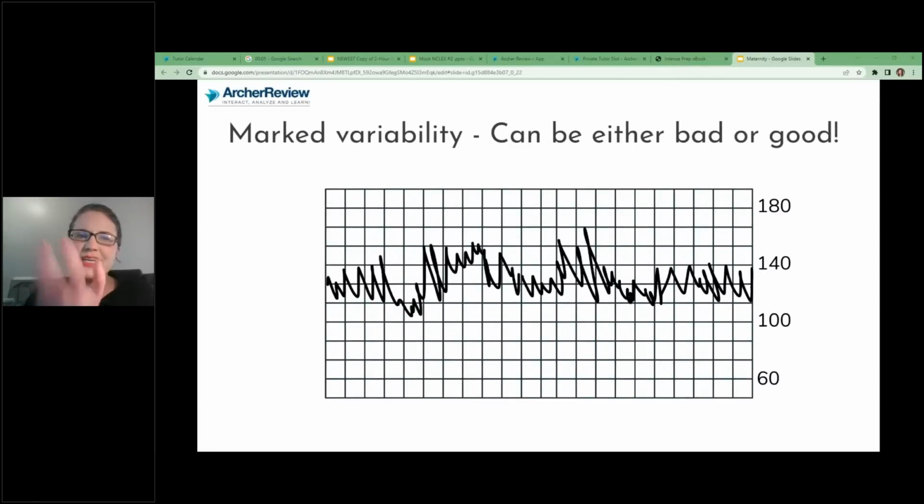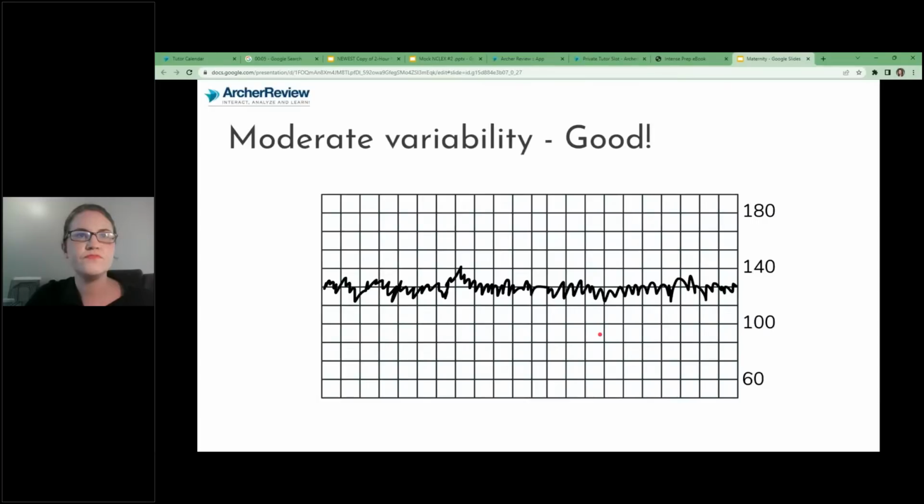Marked variability can be bad, but it can also be okay. If you see this and it's only for a short span of time, it's probably okay. If the baby just happens to be moving around a lot, there's going to be marked variability. But if this is a prolonged strip that shows jagged ups and downs with that fetal heart rate, it's moving around by more than 25 beats per minute, that can indicate that fetus is in some distress.